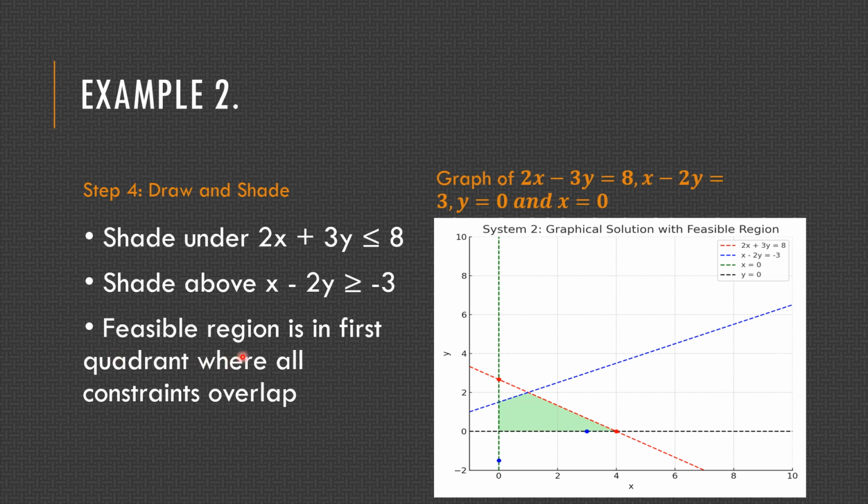So the feasible region is in the first quadrant where all constraints overlap. Here, these are the points of the constraint, points 1, 2, 3, 4. So this space is the space that we need to shade to identify the feasible solution. All the points here satisfy this particular inequality. So they are the range of solutions for this inequality.